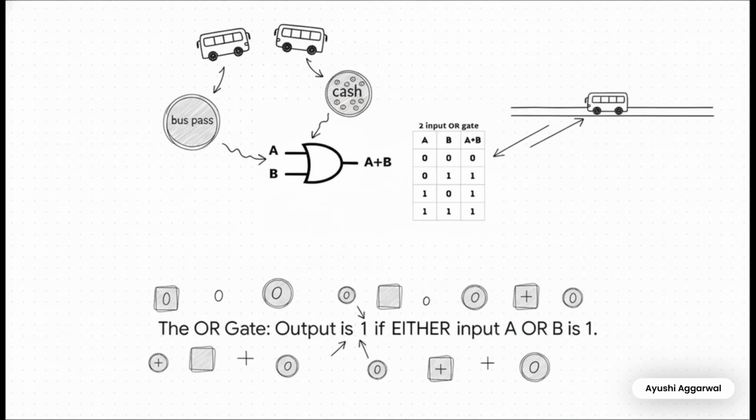Next, we have the OR gate. Now this one is much more relaxed. Its rule is either one is fine. The output will be 1 if either input A or input B is 1. The only way to get a 0 out of this gate is if both inputs are 0. It's like paying for a bus ride. You can use a bus pass or cash. Either one will work just fine.